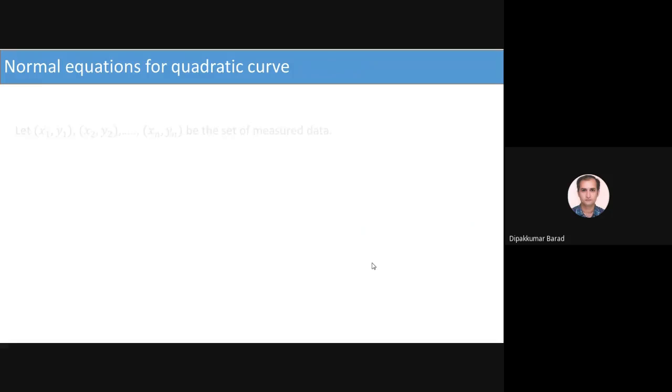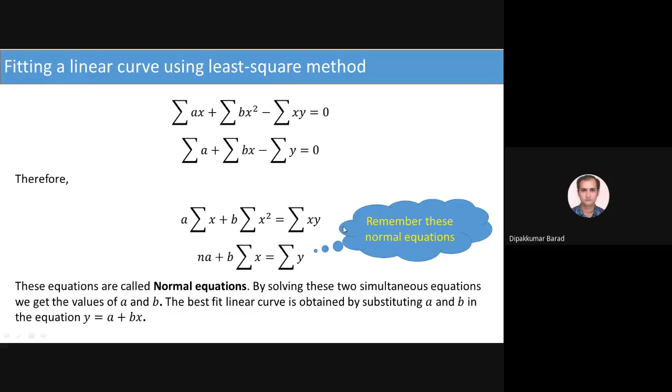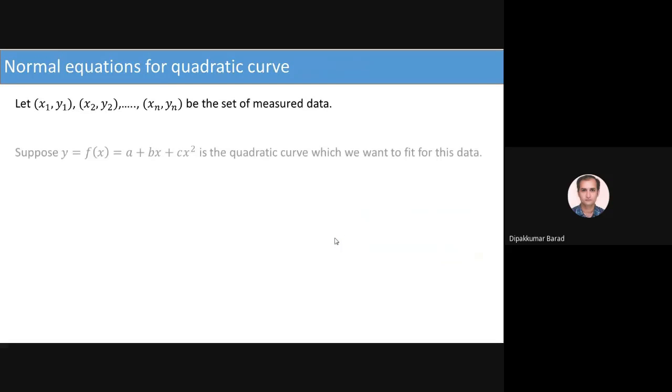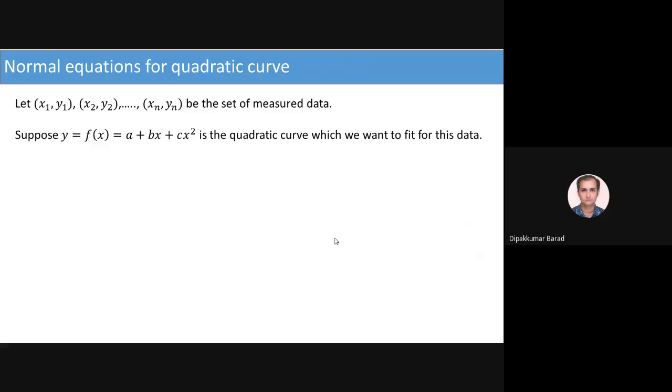So now, normal equations for a quadratic curve. Previously we discussed the normal equations for a linear curve. Now, in a similar manner, you can find them for a quadratic equation. Your quadratic equation here is f of x equal to a plus bx plus cx squared.